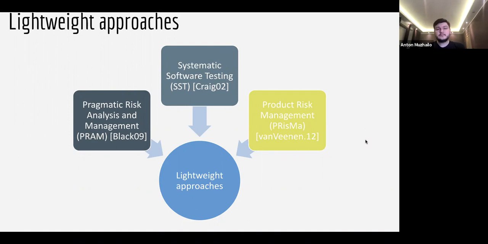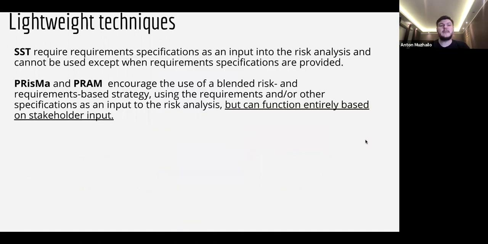So, for example, we can start with the SST. SST, systematic software testing, requires specifications as an input, and it cannot be used without those specifications. While Prisma and PRAM can basically work with any kinds of input without specification. It can be based on any stakeholder input in any form. So this is how it separates. So if you have the proper requirements, SST might work for you. If not, only Prisma and PRAM can be used in your case.